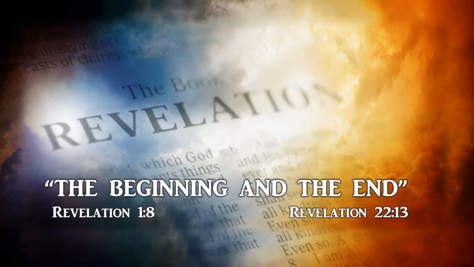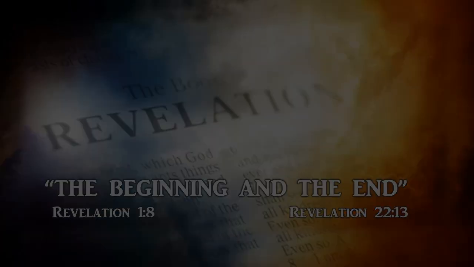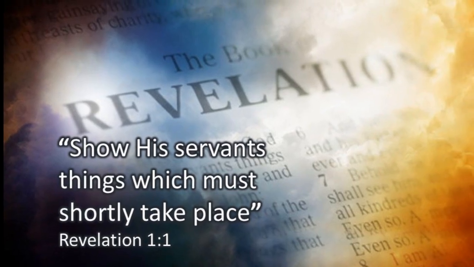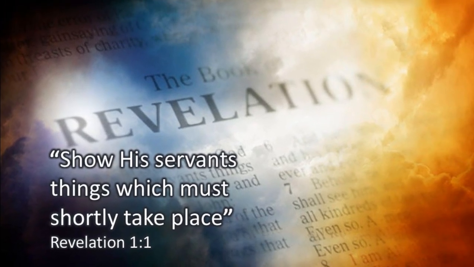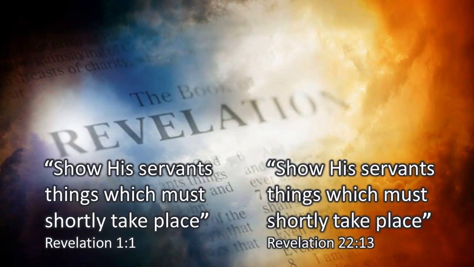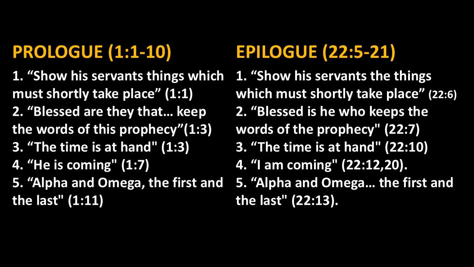Many readers have noticed that words or phrases that appear at the beginning of Revelation also appear at the end. For example, the first verse of chapter 1 says, "Show his servants things which must shortly take place." The last chapter has the same phrase, "Show his servants the things which must shortly take place." This phrase is found nowhere else in the book of Revelation. And there are several other words, phrases, themes, or symbols that are found in both the first and the last chapters of Revelation. This is the first clue that Revelation was written with a chiastic structure.